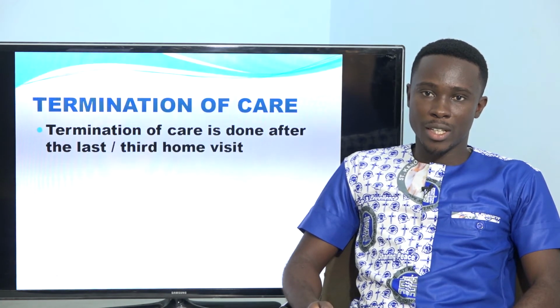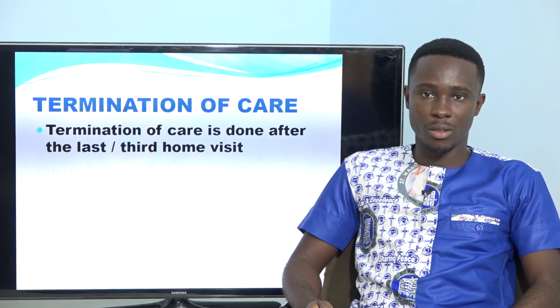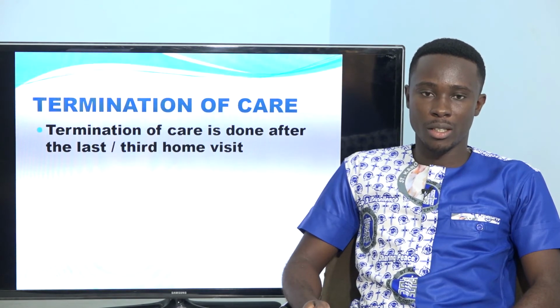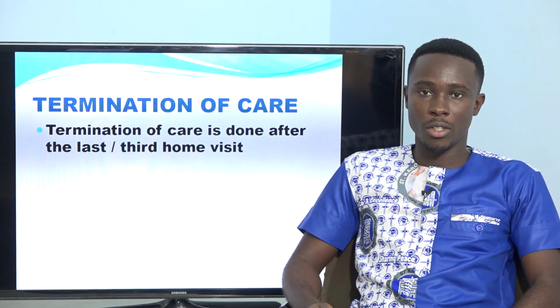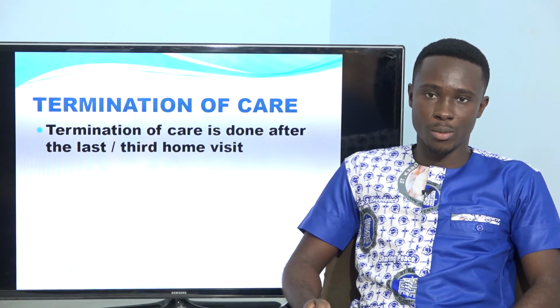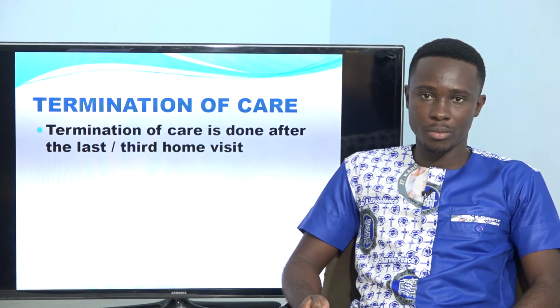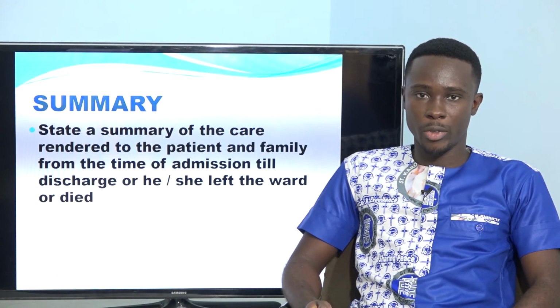So termination of care is done after the last or third home visit. After the third and final home visit, we terminate care and let the patient know that he will be handed over to a public health nurse, or you recommend a nearby hospital where the patient can seek care if need be. So, moving on to summary.